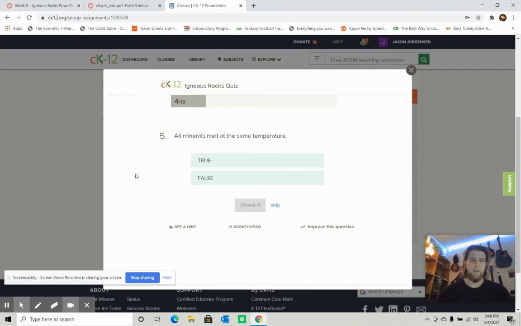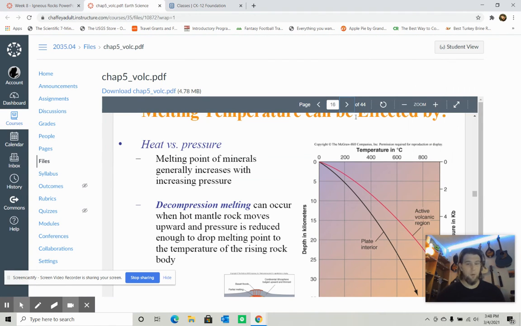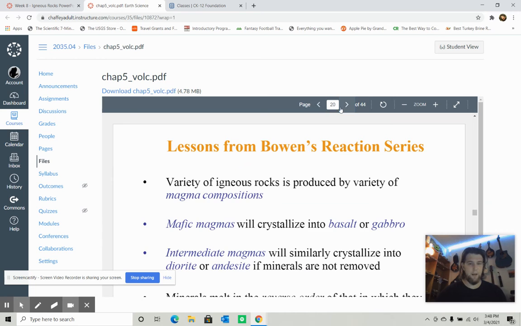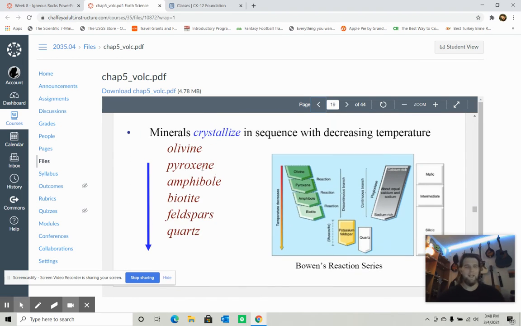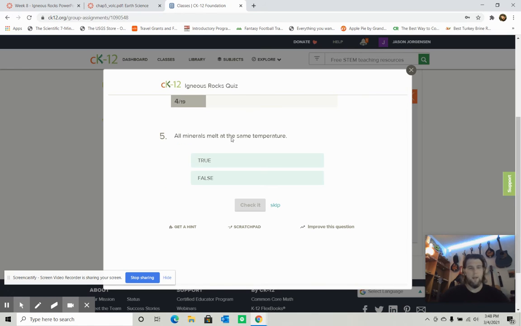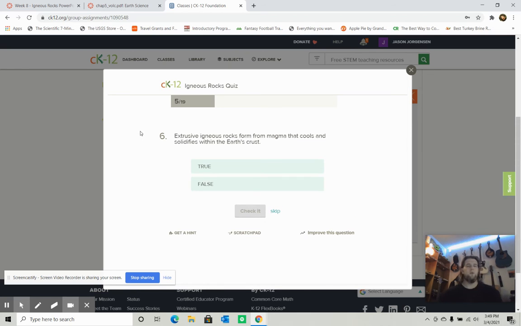All minerals melt at the same temperature. This should be a pretty straightforward one, because if we look at that Bowen's reaction series, I'm sorry, let me hop back, not to get too far away from it. We say that minerals crystallize in sequence with decreasing temperature. So there's a sequence to which they crystallize out. Therefore, they do not melt at the same temperature. Bingo!